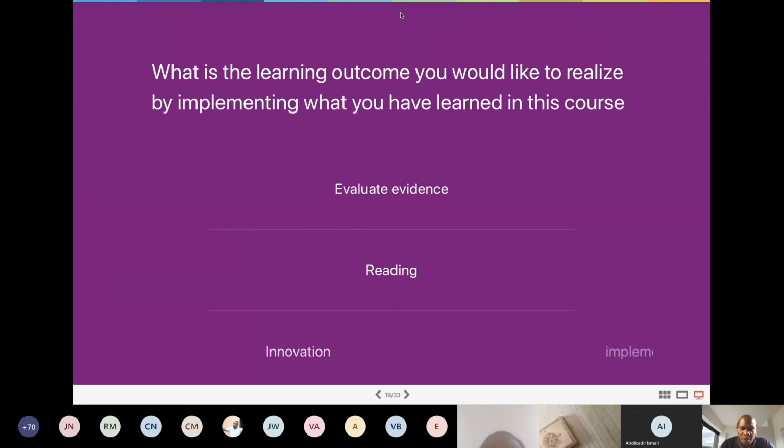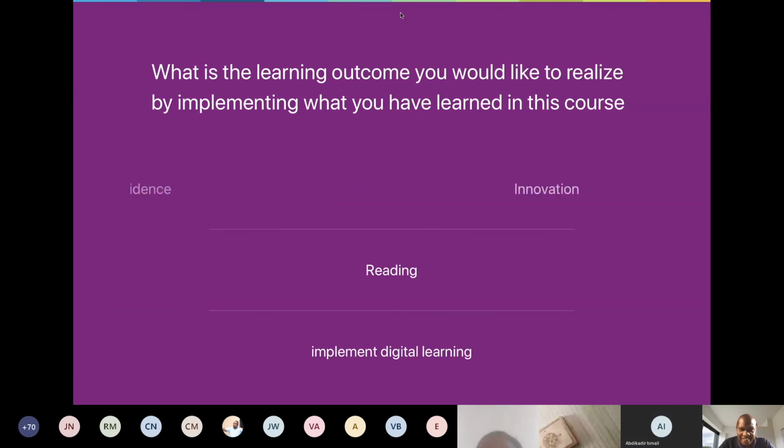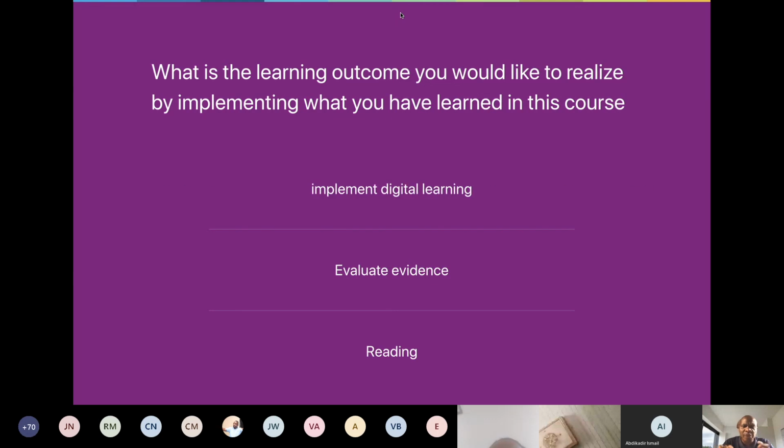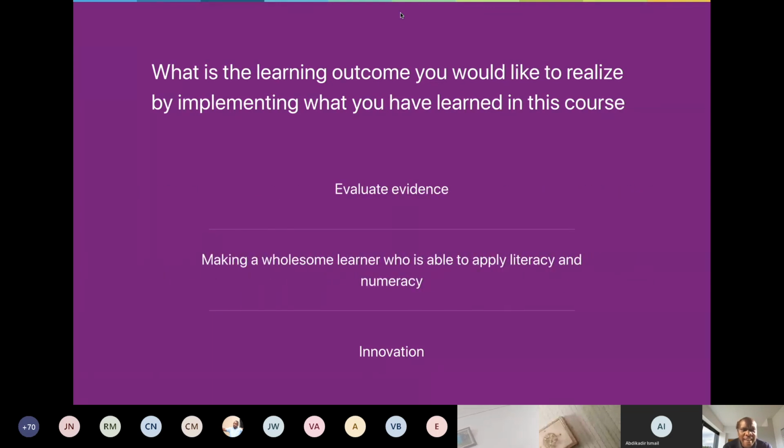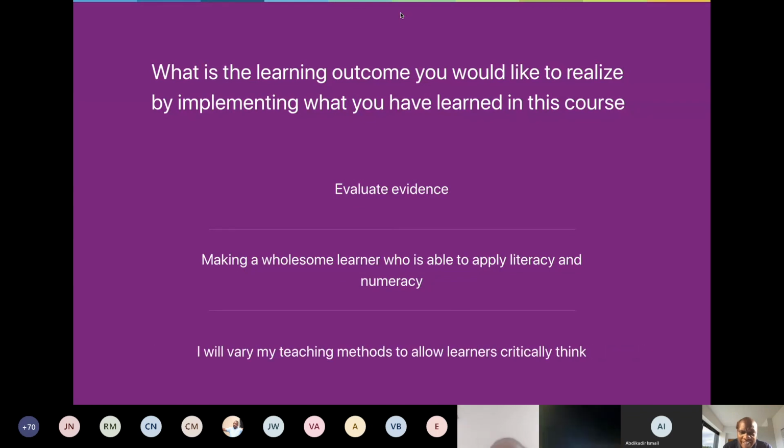Evaluating evidence, complete it so that implementing digital learning, reading. Give us a learning outcome so that we see what you intend to realize. It has to be a learning outcome which is SMART: specific, measurable, attainable, timely. Making a wholesome learner who is able to apply literacy and numeracy.